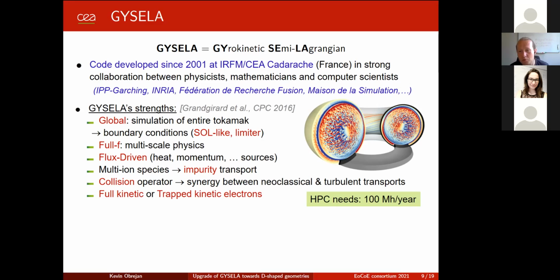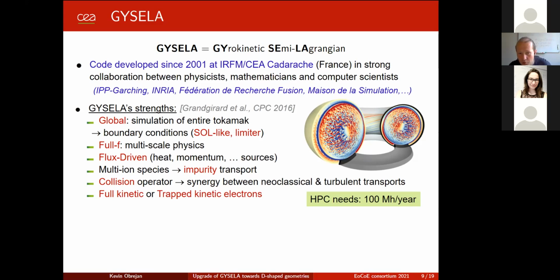It's full F and flux driven. That's a reference to the fact that although the model is essentially an expansion around a Maxwellian equilibrium, we also take into account the fact that the Maxwellian can be evolving, and don't only consider small variation around the equilibrium we started from. It supports multiple ion species, which can be very interesting for the study of impurities that are scraped off the wall and can pollute the plasma and lead to a loss of heat.